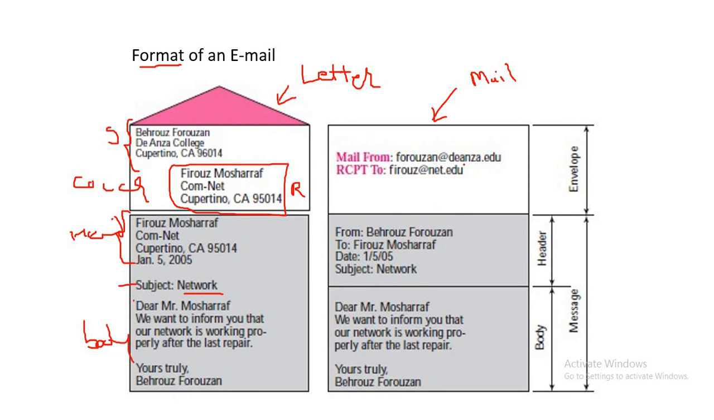Whereas there is a structure of mail. "Mail from" means the sender's address, and "mail to" means the receiver's address. This is known as a cover or envelope in mail. Again, there is a header of a letter, whereas here it is a header of mail. In the header, there is again the sender's address, receiver's address, date, and subject.